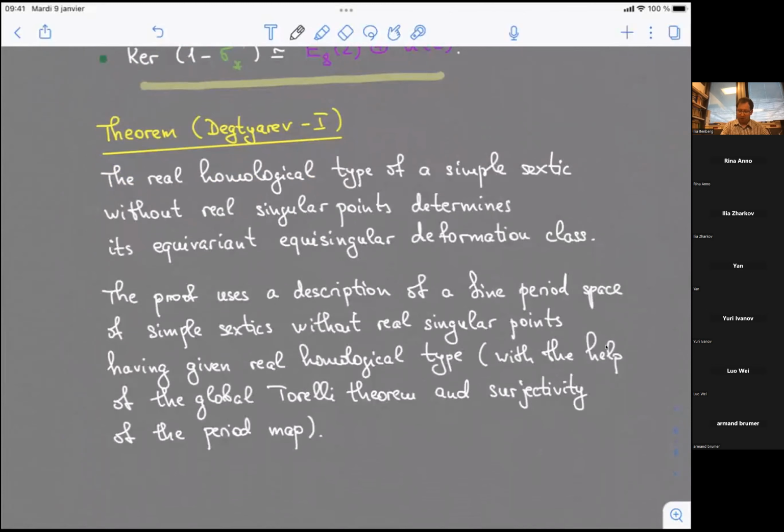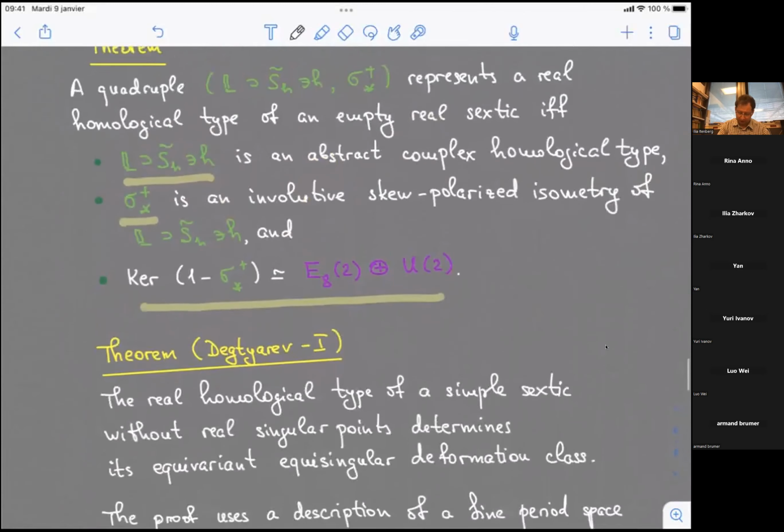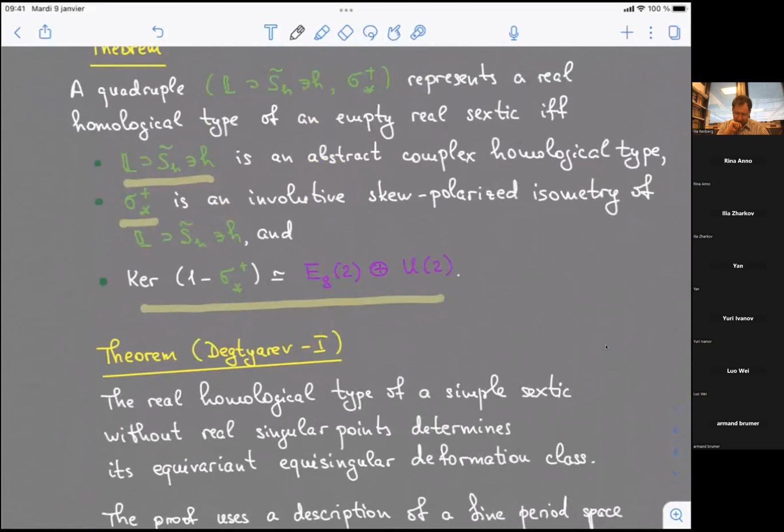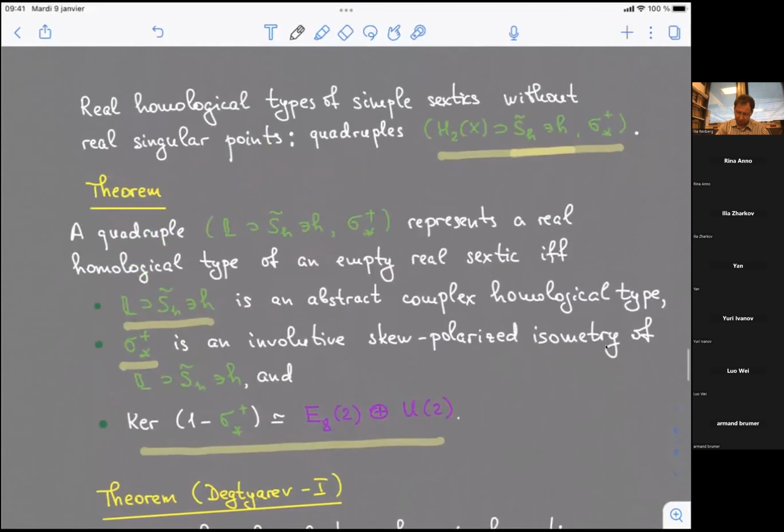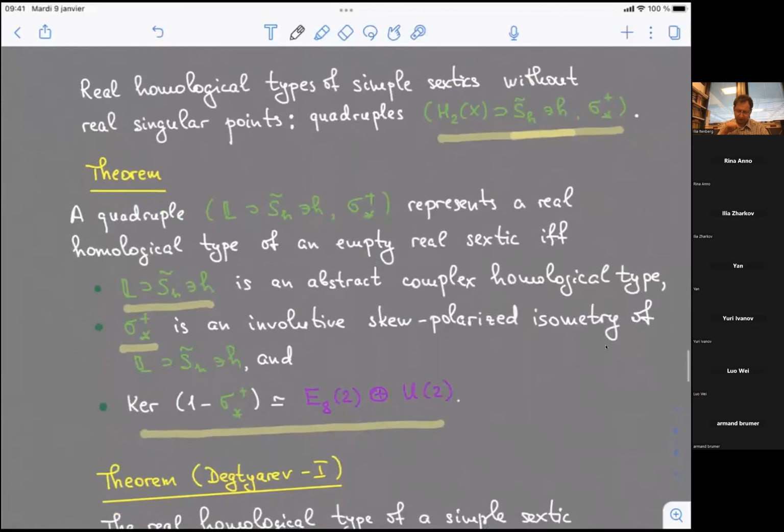By the way, you didn't ask, I have to add this remark. So, in principle, for the moment, I am not allowed to speak about real homological types of real sextics which are not empty, because I define this notion, the notion of real homological type, only in the case of empty real sextics.